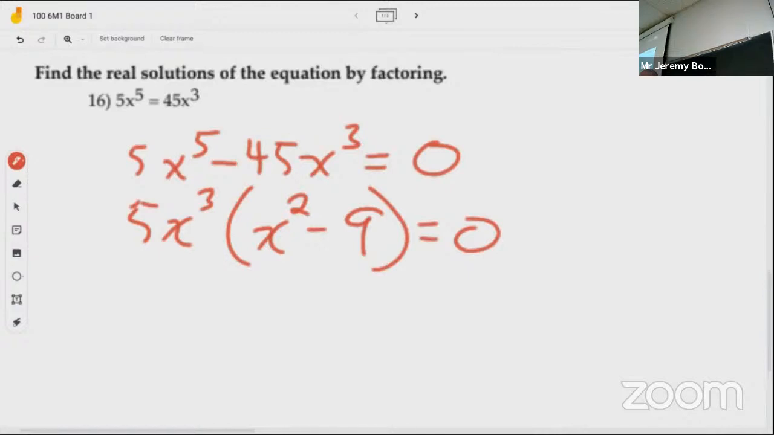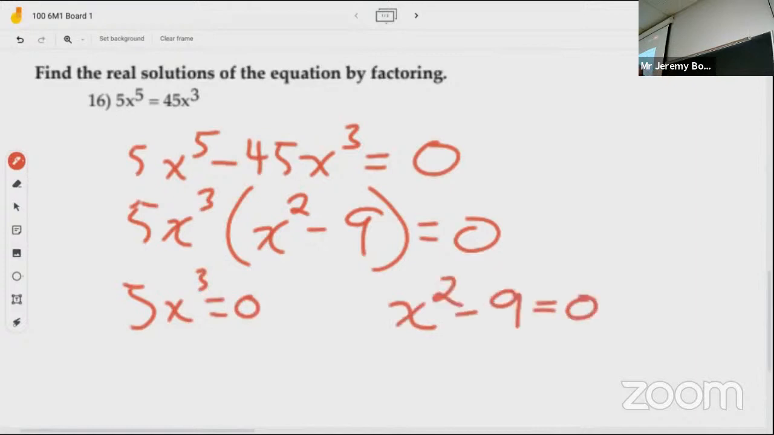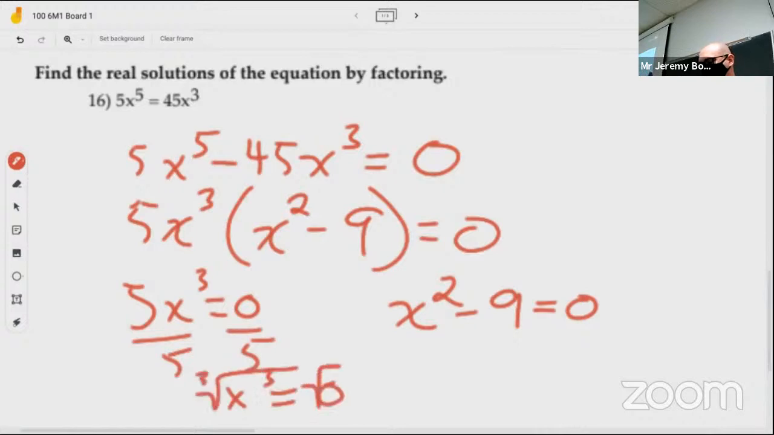And so now I know that either 5x to the 3rd is equal to 0 or x squared minus 9 is equal to 0. To solve 5x to the 3rd is equal to 0, divide by 5. x to the 3rd is equal to 0. Take the cube root of both sides or whatever you want to do there, but x is going to equal 0. So that's one solution we got.